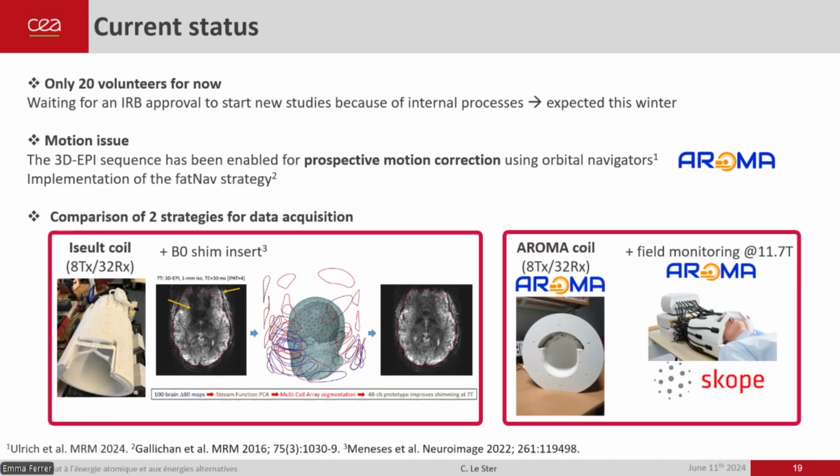The second approach is to use the AROMA coil. So it's this shape here, and the housing of the coil can host the field monitoring probes that were designed also within the framework of the AROMA project. So we will compare these two strategies, and what we think is that which coil to use, either with B0 shim insert or field monitoring, will depend on the scientific question we have.